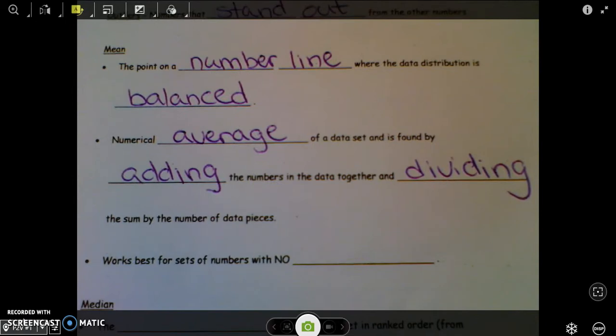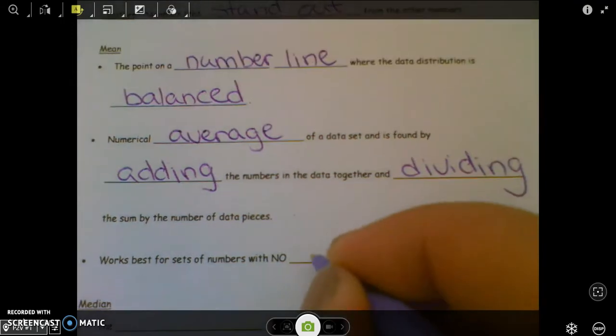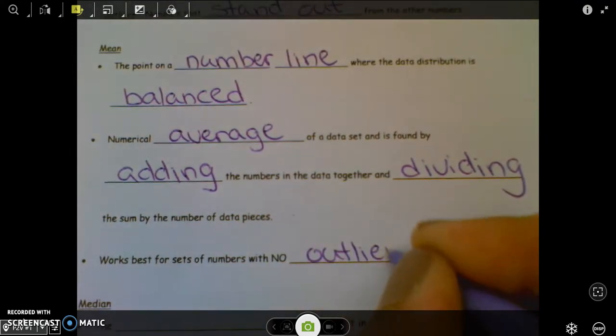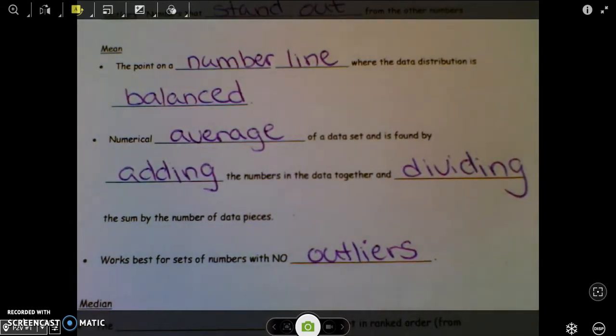Now, one of the things I said you might be asked to do is to identify when each measure of center is the best representation. So what that means is you can find mean, median, or mode for different situations. You might not be able to find mode if none of the numbers repeat, but in most cases you can find all 3. But that doesn't mean that it's necessarily the best representation. So mean works best for a set of numbers with no outliers. So remember, outliers are the numbers that are way bigger or way smaller than the rest.